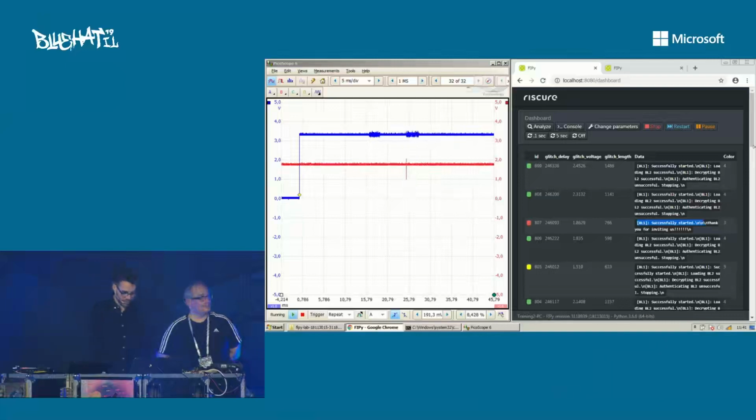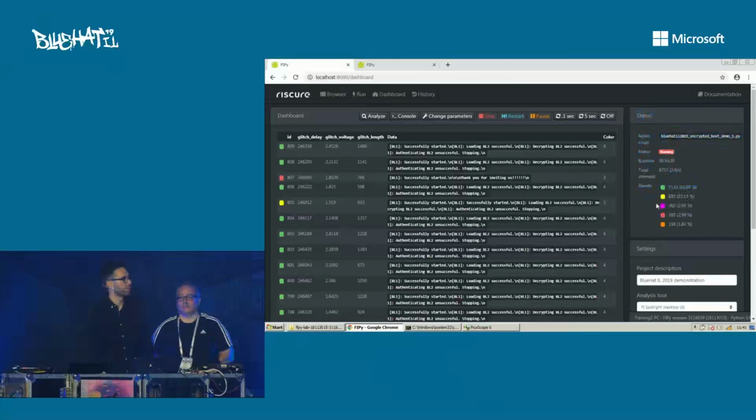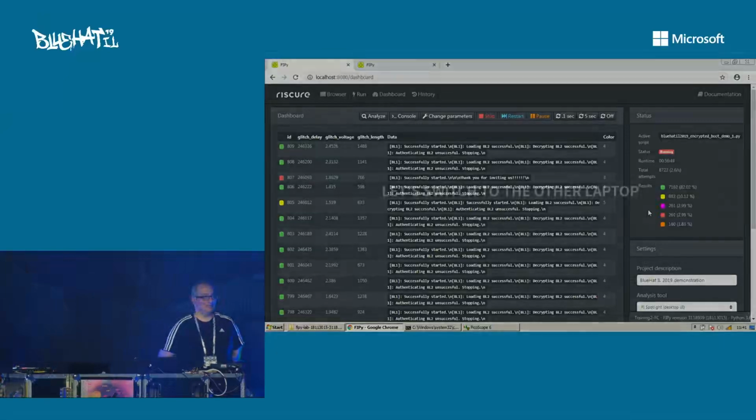I can show you that since the beginning of the presentation, we bypassed this secure boot implementation roughly 260 times in roughly an hour. So that's pretty stable for this particular implementation. Can I go back to the other screen again?